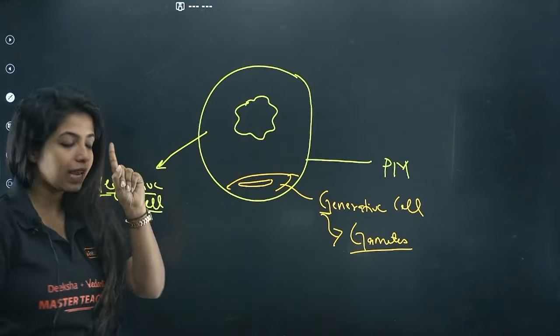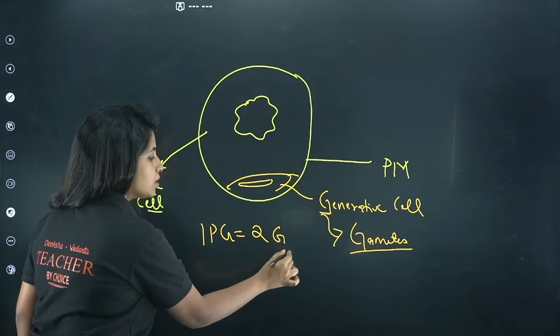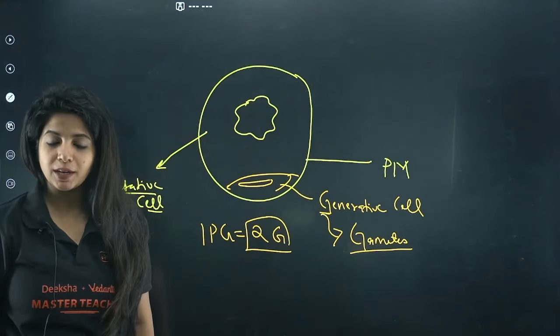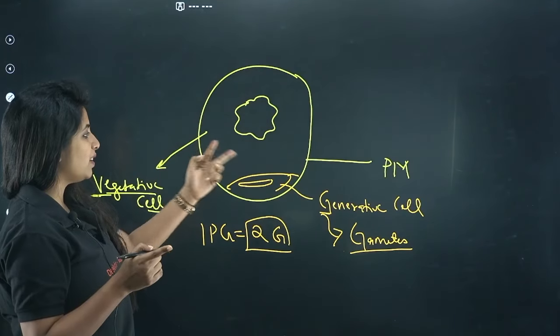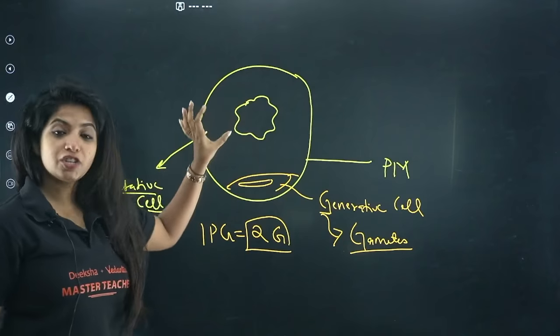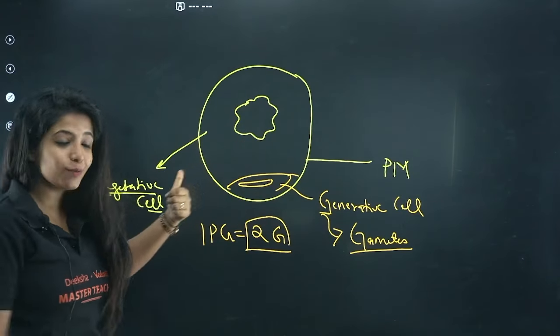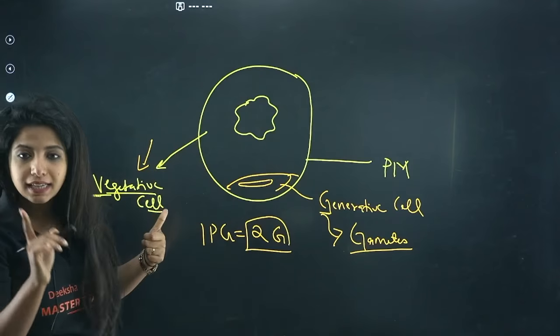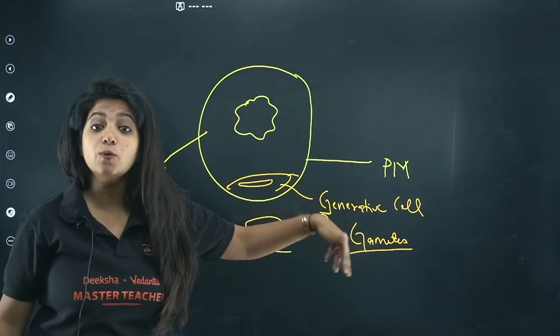So always remember, in one pollen grain, you have what? 2 gametes. You will be having 2 gametes. That is why it is known as gametophyte. So first of all, mitosis happened. When it happened, a vegetative cell and a generative cell are formed. The generative cell floats in the cytoplasm of the vegetative cell. Always remember that. Then this generative cell again undergoes mitosis.